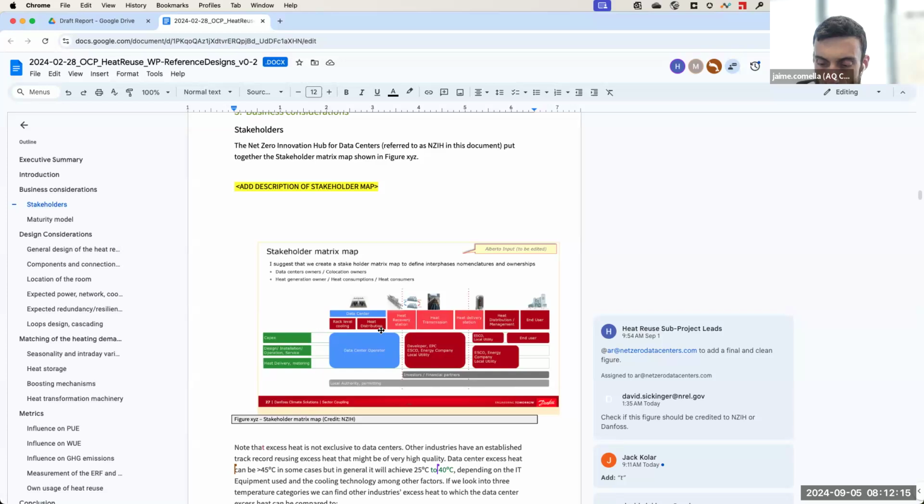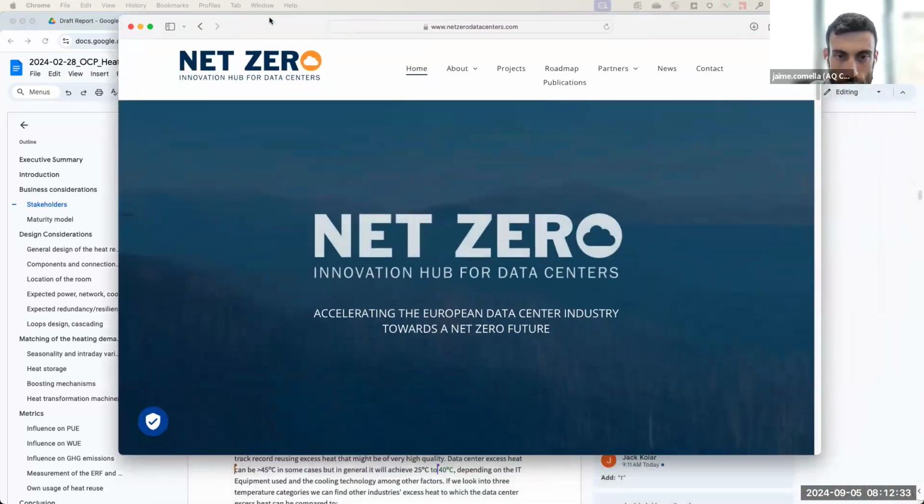This is a group of companies, and I would say it's more or less a European group, although these are mostly global companies. And they are focused on developing pilot projects.